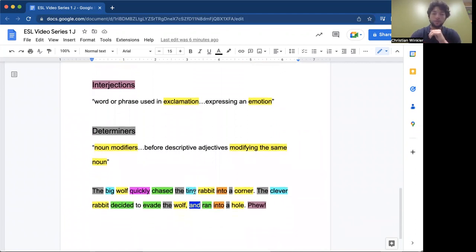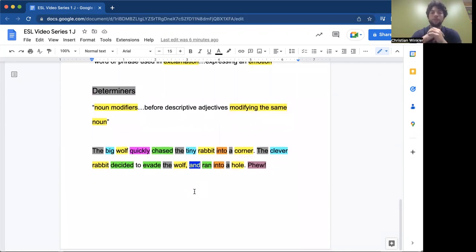So here we go. Here's our example sentence. The big wolf quickly chased the tiny rabbit into a corner. Well, technically it's two sentences, kind of three. The clever rabbit decided to evade the wolf and ran into a hole. Phew, right? And that's because I wanted to use every part of speech here. That's our interjection at the end right there, expressing some sort of emotion, which is relief, right? At least the rabbit is relieved because it didn't get eaten.